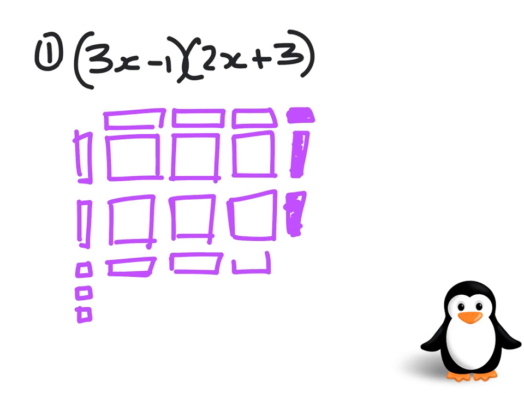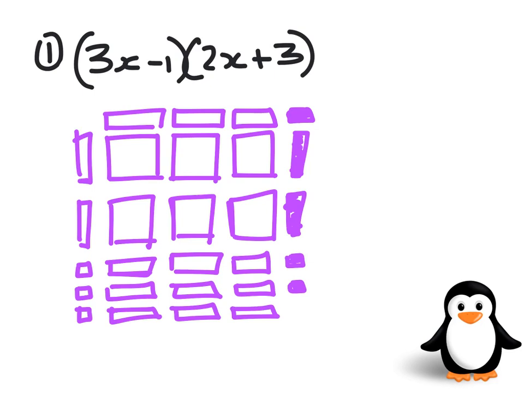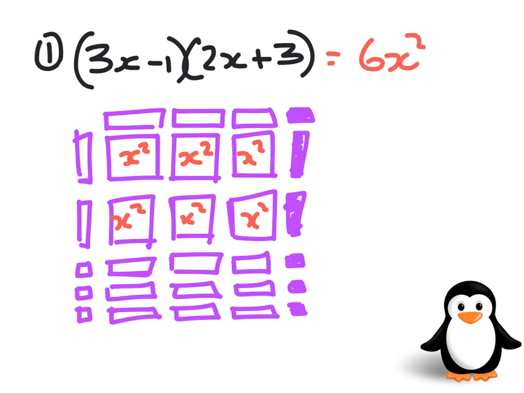x, x, x, and a negative 1, x, x, x, and a negative 1. Now if we look at what we've got all together, we've got an x squared, another one, another one, another one, another one, another one, so we've got 6x squareds.